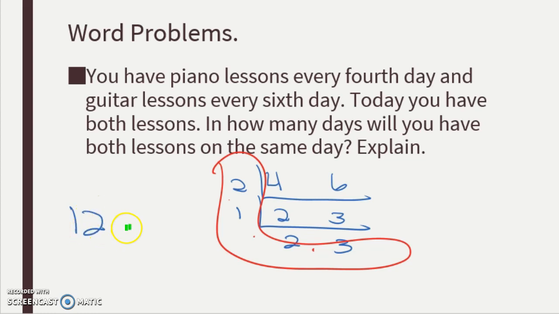And then you have to put, oops, that's not what I meant to do. 12 days, 12th day, anything like that. As long as it is a word answer, you are good to go.